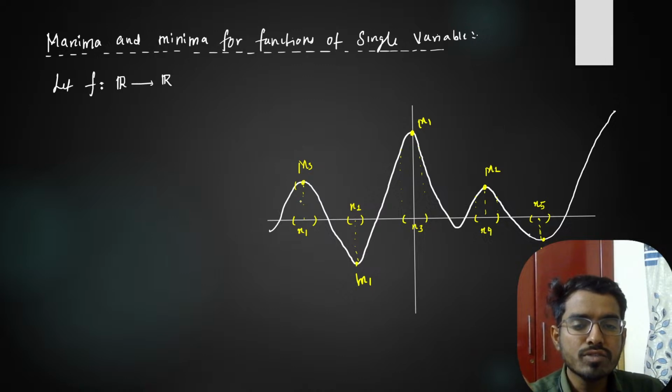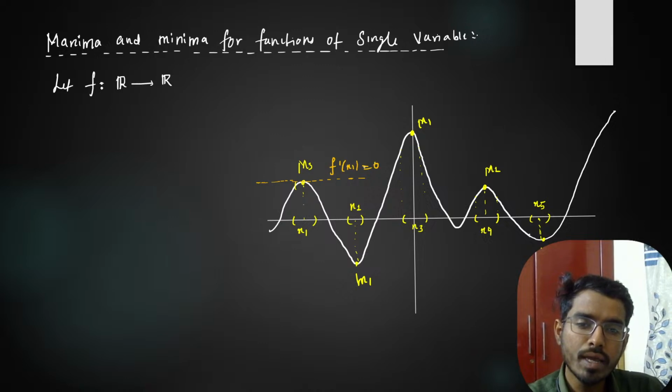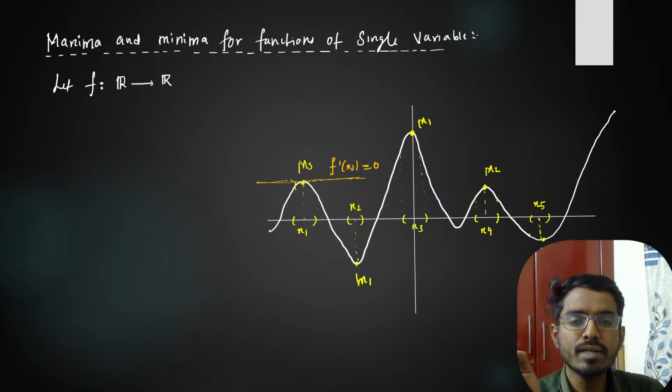You can see at x1 it attains maximum. What about the derivative at x1? It will be 0, right? Derivative at x1 will be equal to 0. Why? Because you can see at x1 the tangent line is parallel to the x-axis. So, if a tangent line is parallel to the x-axis, the slope will be equal to 0.